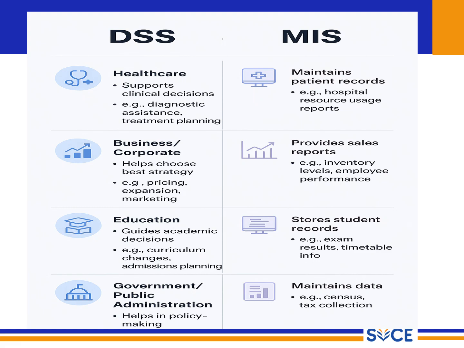It maintains the electronic health record system storing the patient data, and reports on hospital bed occupancy, the number of surgeries, and mortality rate. These are the things that the MIS will store. While the DSS acts as a clinical decision support system, suggesting the treatment based upon the symptoms and the lab results.